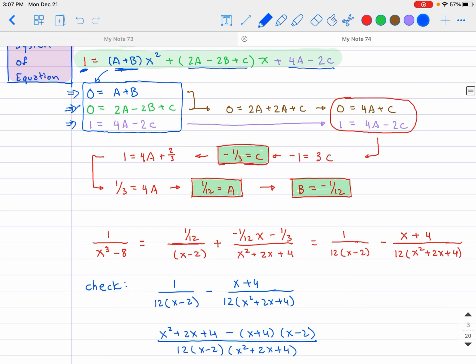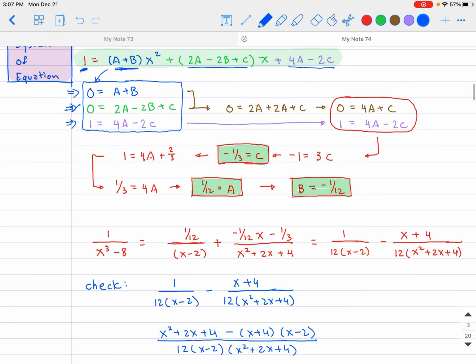So this is basically what happens if you multiply everything out and you can do a system of equations to solve for a, b, and c. So in the end, you can get exactly the same thing. Now, that's option number 1.